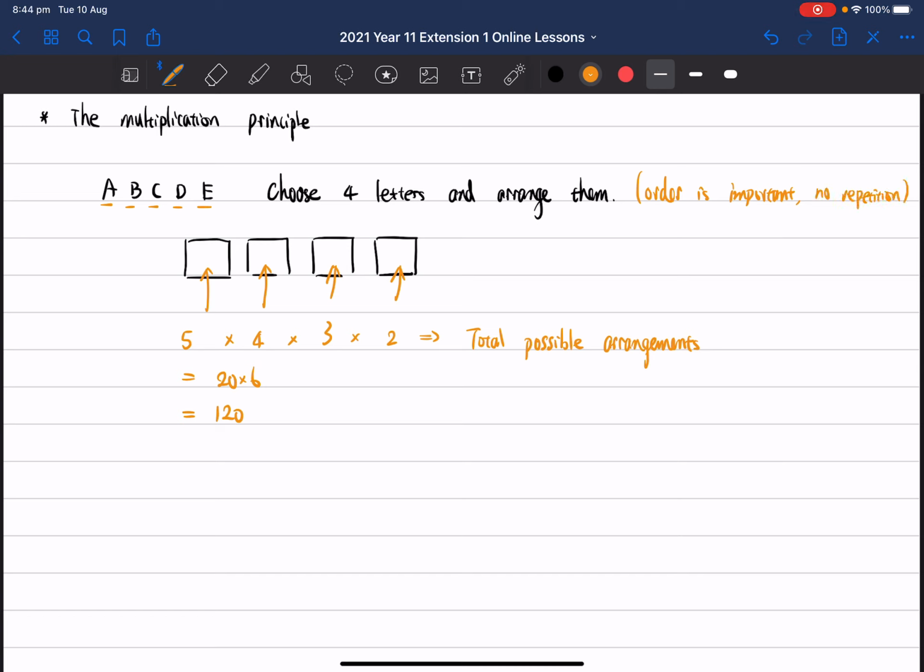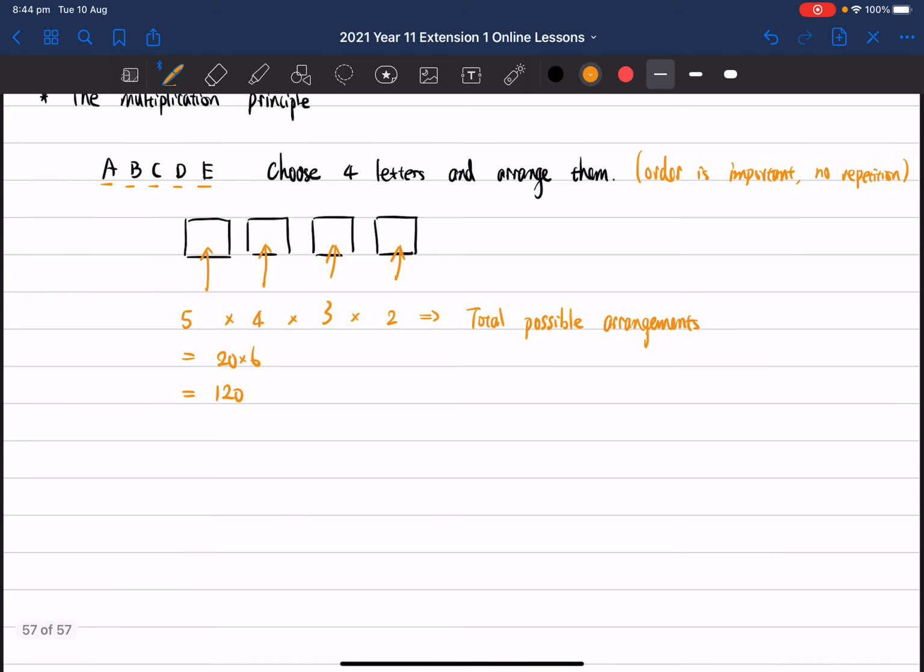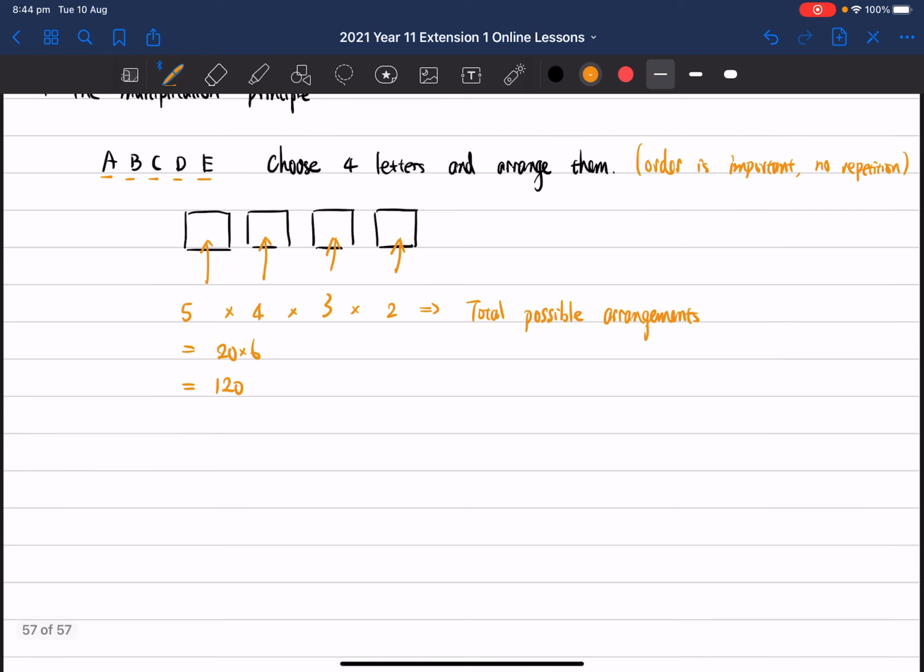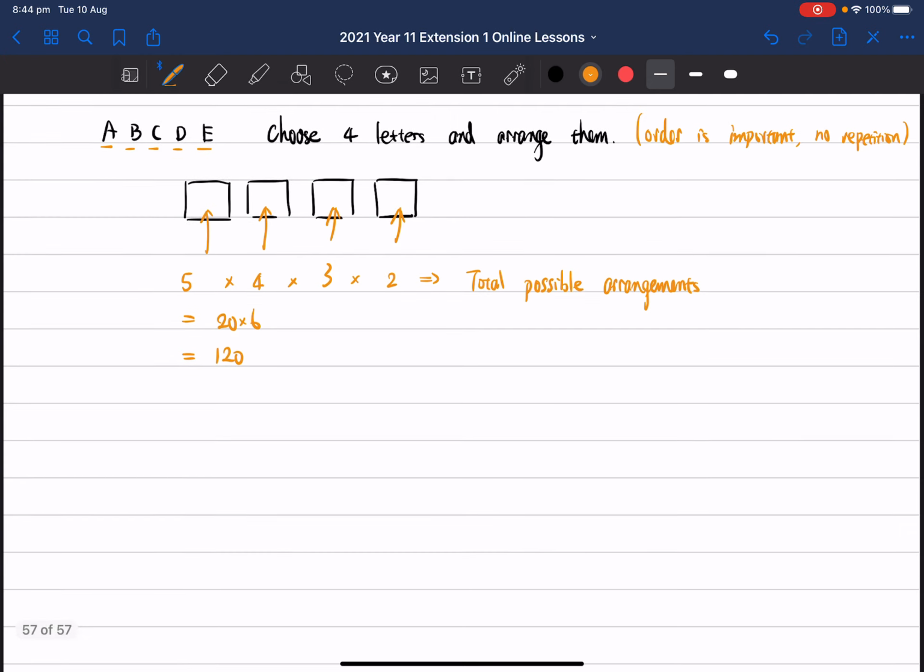So what about this time? We still choose 4 letters, and then we're going to rearrange them. But this time repetition is allowed. So you can choose A multiple times. You can choose A several times, 3 times, 4 times, or just choose once. So if order is still important, but with repetitions, what is the total number of arrangements? Have a look at the same question here.